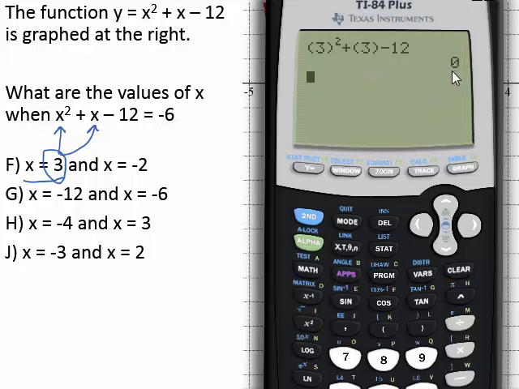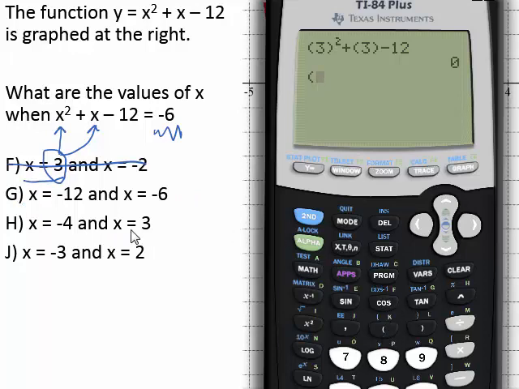And the question you ask yourself is, did the left-hand side equal negative 6 when we pressed enter? And in this case, no, it equaled 0. 0 does not equal negative 6. So that means F cannot be the right answer, because when we substituted 3 in for x, it gave us 0 instead of negative 6. So let's check answer choice G.